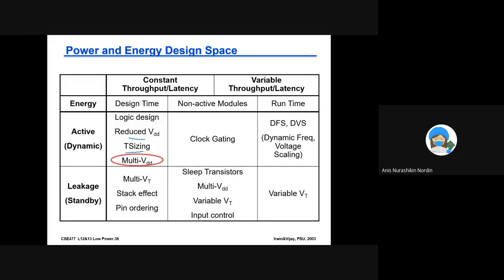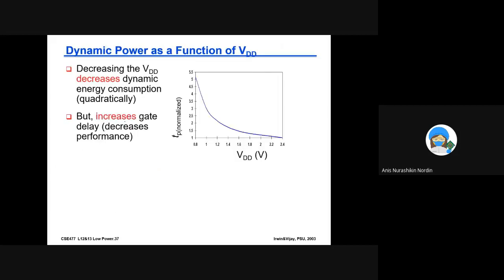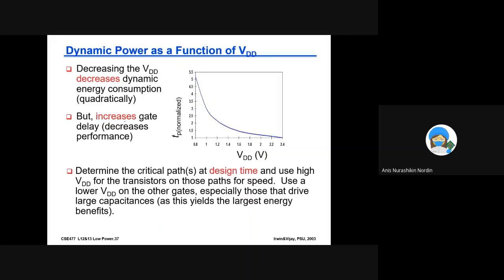Next what we are going to do is multiple VDD. As you can see here, dynamic power is a function of VDD, and decreasing the VDD decreases the dynamic energy consumption quadratically because it is a function of VDD squared. If you reduce VDD, you will reduce the energy consumption quadratically. But it has a trade-off. It will increase the gate delay and decrease the performance. If you reduce the VDD, it will have less voltage, so the circuit doesn't have enough energy to run as fast. So it will introduce gate delay.